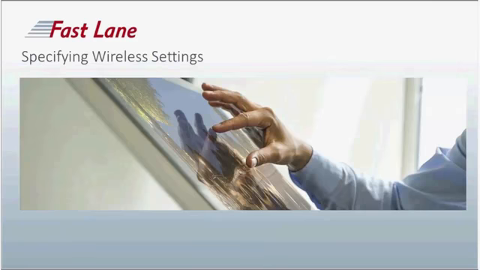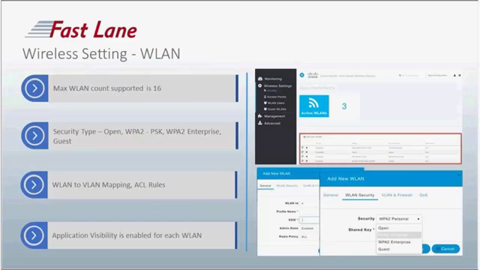Obviously, one of the things that you're going to have to do is create wireless LANs. When you go through the setup wizard, you will be able to create a wireless LAN at this point. But there might be more wireless LANs that you want to go through and create. The maximum wireless LAN count that is supported through the GUI is 16.